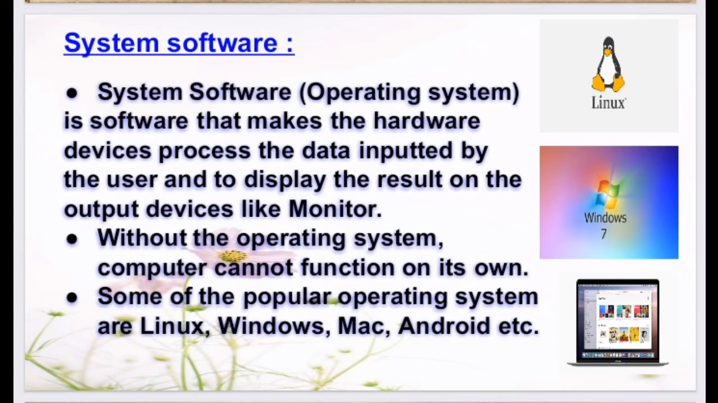System software is also known as operating system. System software is software that makes the hardware device process the data inputted by the user and to display the result on the output device like monitor. Without the operating system, computer cannot function on its own. Some of the popular operating systems are Linux, Windows, Mac, Android, etc.